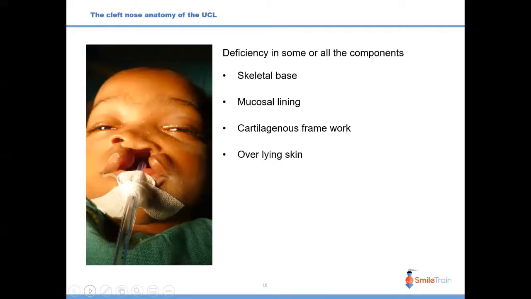Now let's talk about the anatomy of the unilateral cleft. It presents with a deficiency of the following components: the skeletal base, mucosal lining, cartilaginous framework, and the overlying skin.